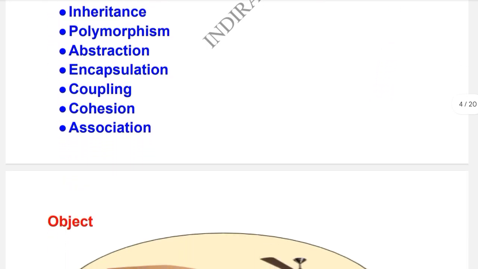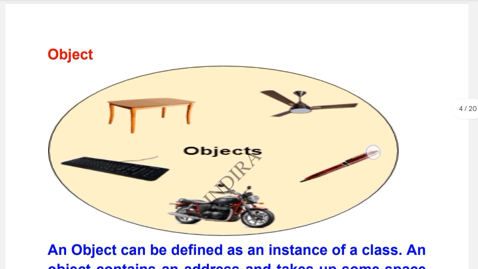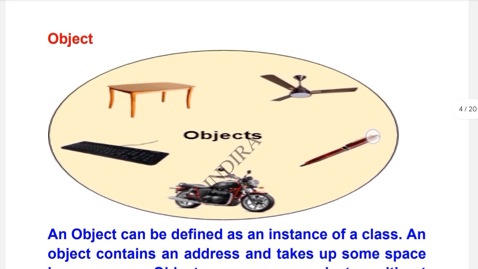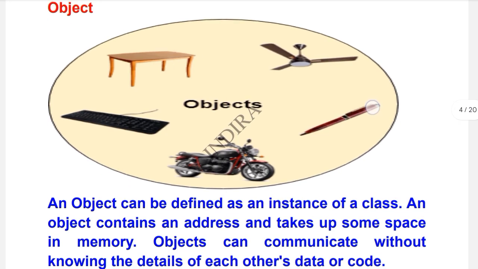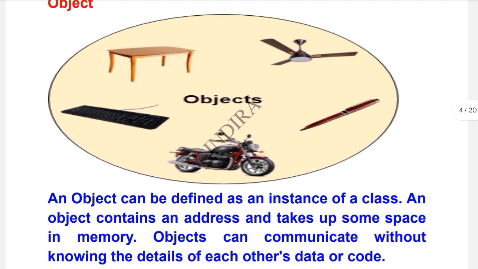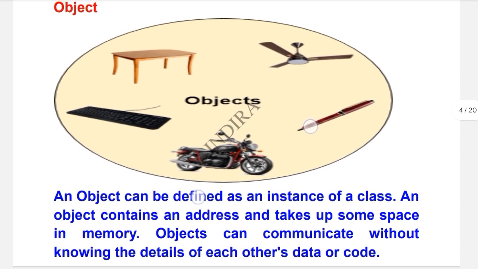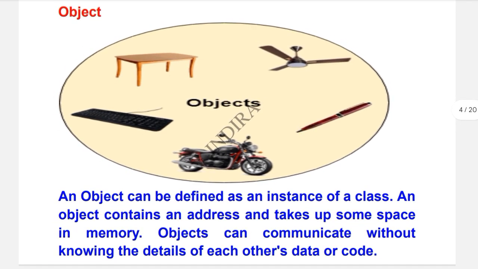The definition of an object is nothing but an instance of a class. An object contains an address and takes up some space in memory. Objects can communicate without knowing the details of each other's data or code. Here objects easily communicate or allocate some storage to the data or code without knowing the data type or code type. That means objects allocate storage to the data without knowing the details of the data.